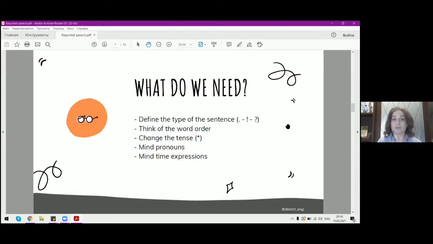Also, we should mind the pronouns. For example, if Jennifer Aniston says, I am very pretty, we won't say Jennifer said I am pretty. That would be cool, but nope. We should mind the pronouns to express the thought correctly, to express the idea. And the last part is about minding our time expressions. Today, this week, last week, it won't be the same in reported speech. It has a little bit of differences. Well, here we go. I hope that you are with me, that you are following me.